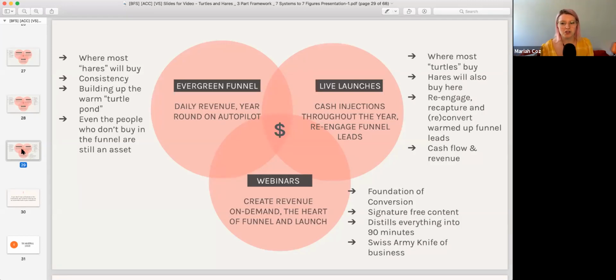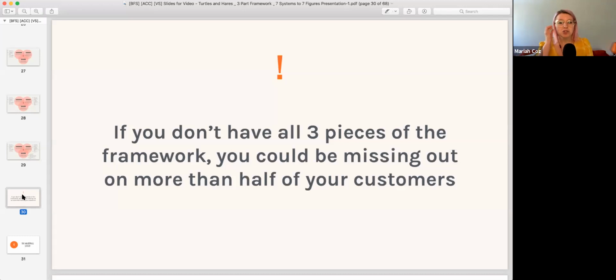That's why I call it the Swiss Army knife of business, because if someone never saw a single one of your videos or blog posts or podcasts, and all they did was watch your webinar, they would still have all the information they needed in order to make a decision to buy your course from you. So that's just amazing.